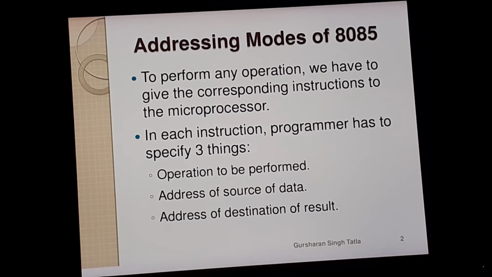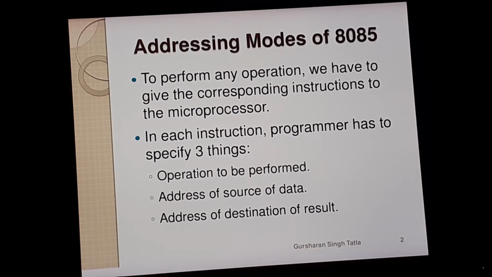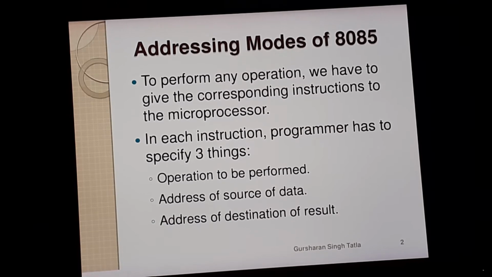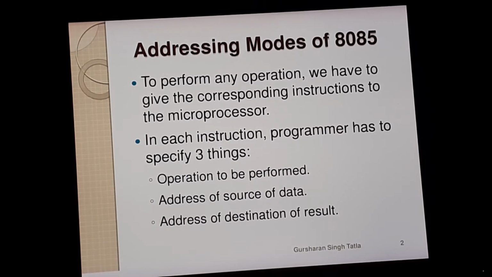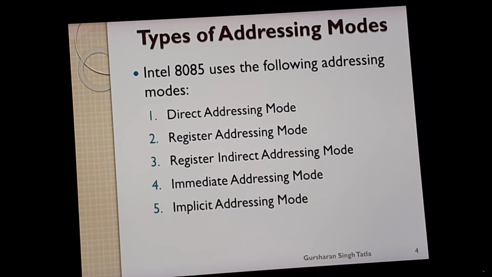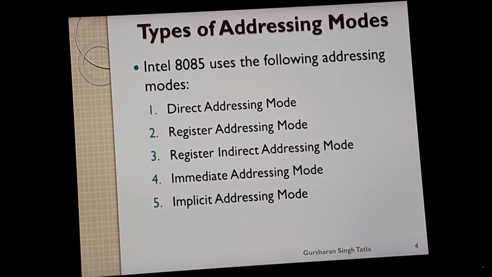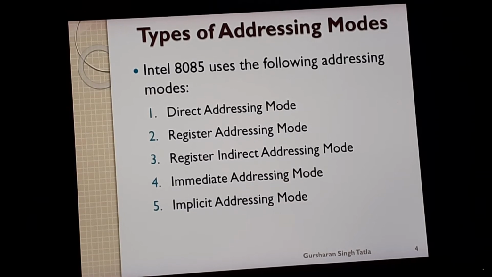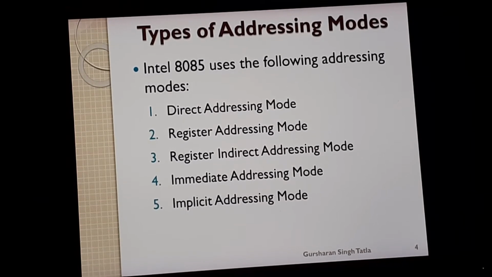To perform any operations, we have to give the corresponding instructions to the microprocessor. In each of these instructions, the programmer has to specify three things: the operation to be performed, the address of the source of the data, and the address of the destination of the result. The next slide is on the types of addressing mode. Since I told you this chapter is very important, every topic is important starting from the very first slide. All the slides are very important.